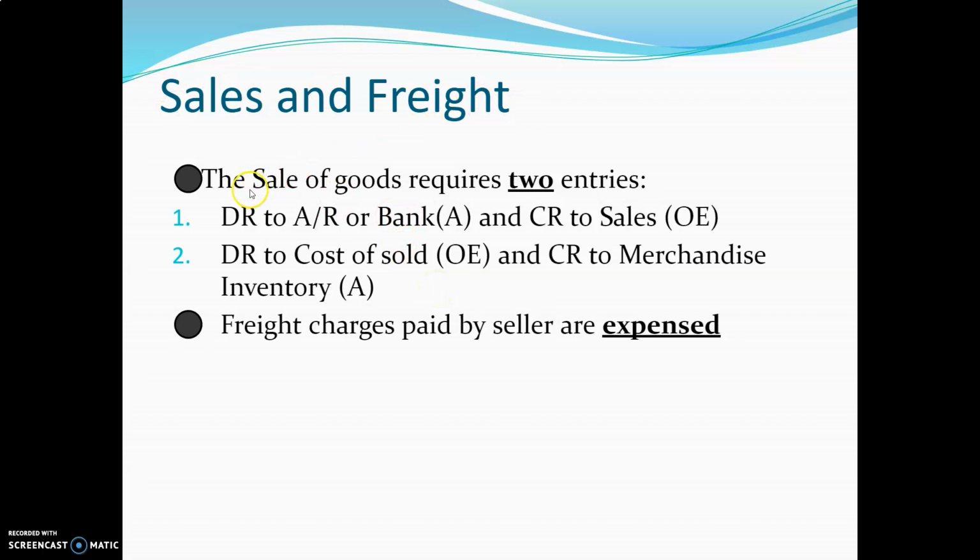So, sales and freight. We take a look at this. The sale of goods requires 2 entries. One, which is a debit to accounts receivable or bank, because we made a sale, and it's either through an invoice or paid with cash, and some sort of credit to our sales, our owner's equity account. And the second entry is to debit the cost of goods sold, COGS, and the second is to credit the merchandise inventory. So this is the adjustment to the inventory. And here's our final little bit. Freight charges paid by the seller are expensed.